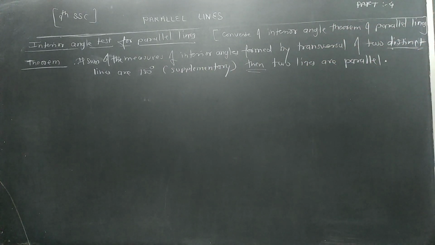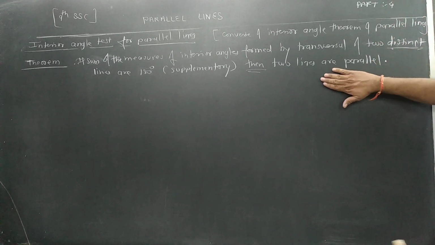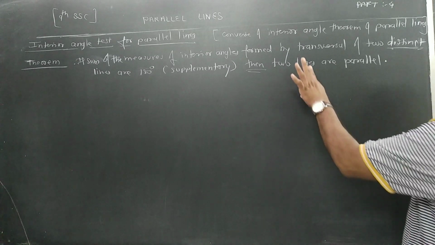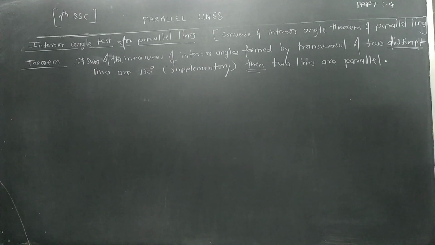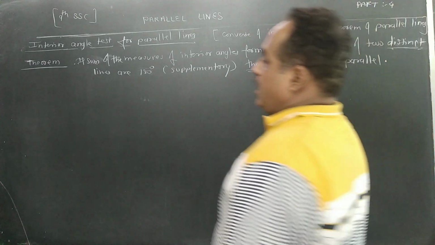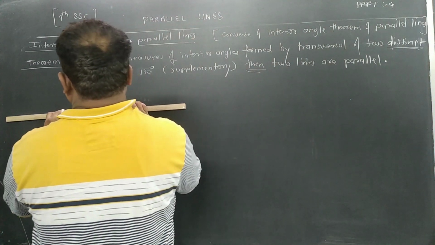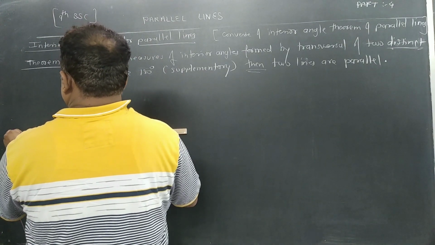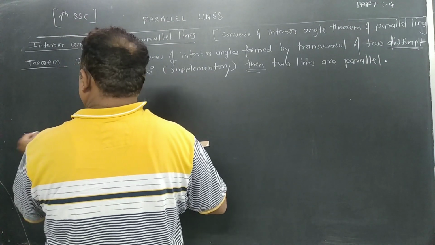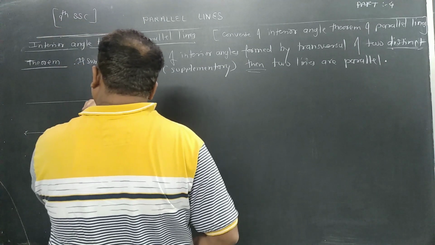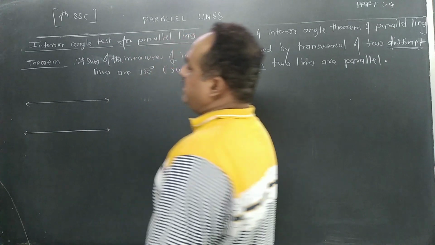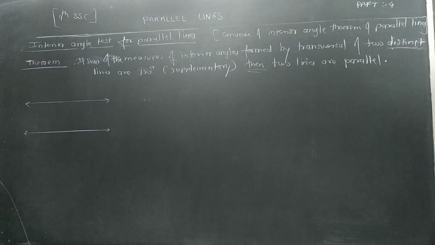Then if the sum of the measures of interior angles of two distinct lines... But last time, what do we have to prove? These two lines are parallel. So we are going to draw parallel lines, but we will not consider them parallel. So we'll start with the figure. We are going to draw parallel lines only, but we are not going to consider they are parallel lines.